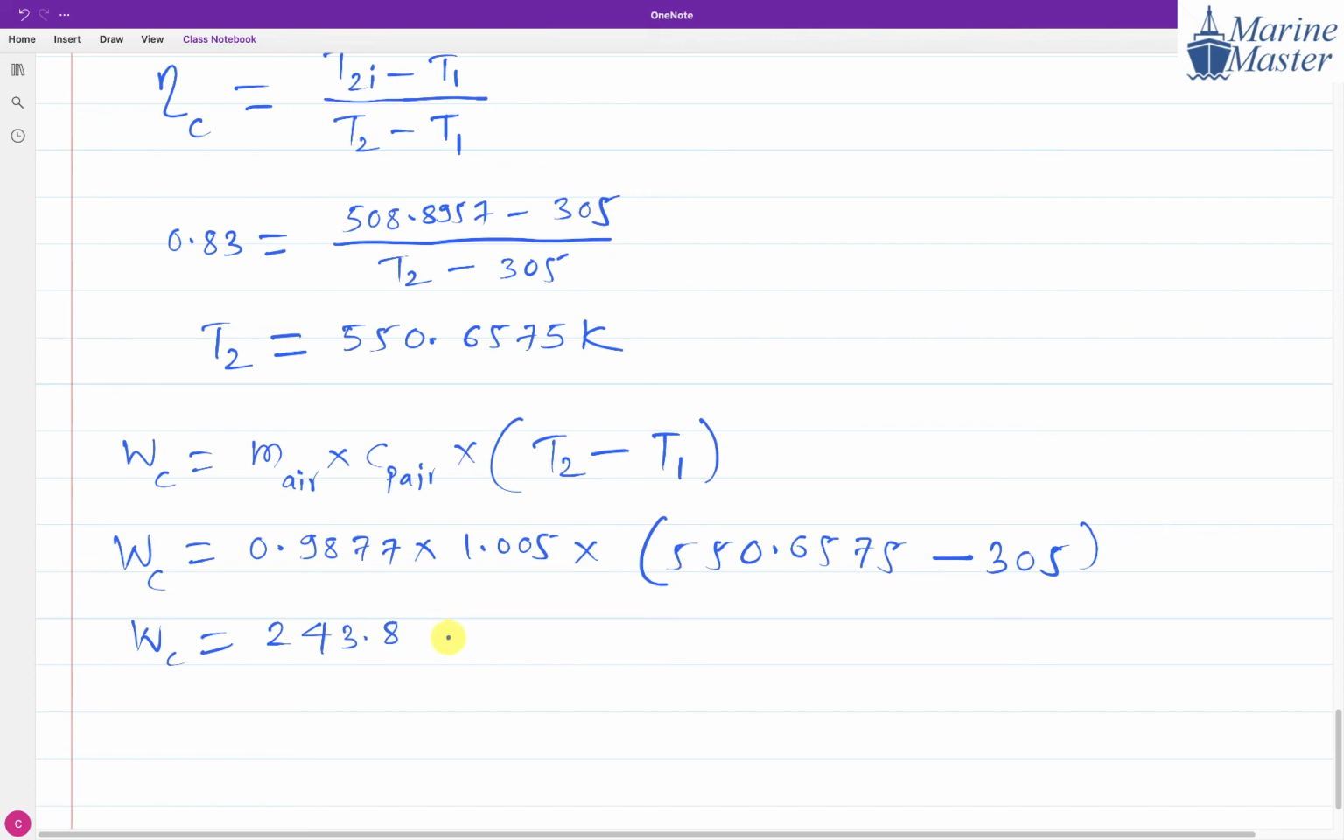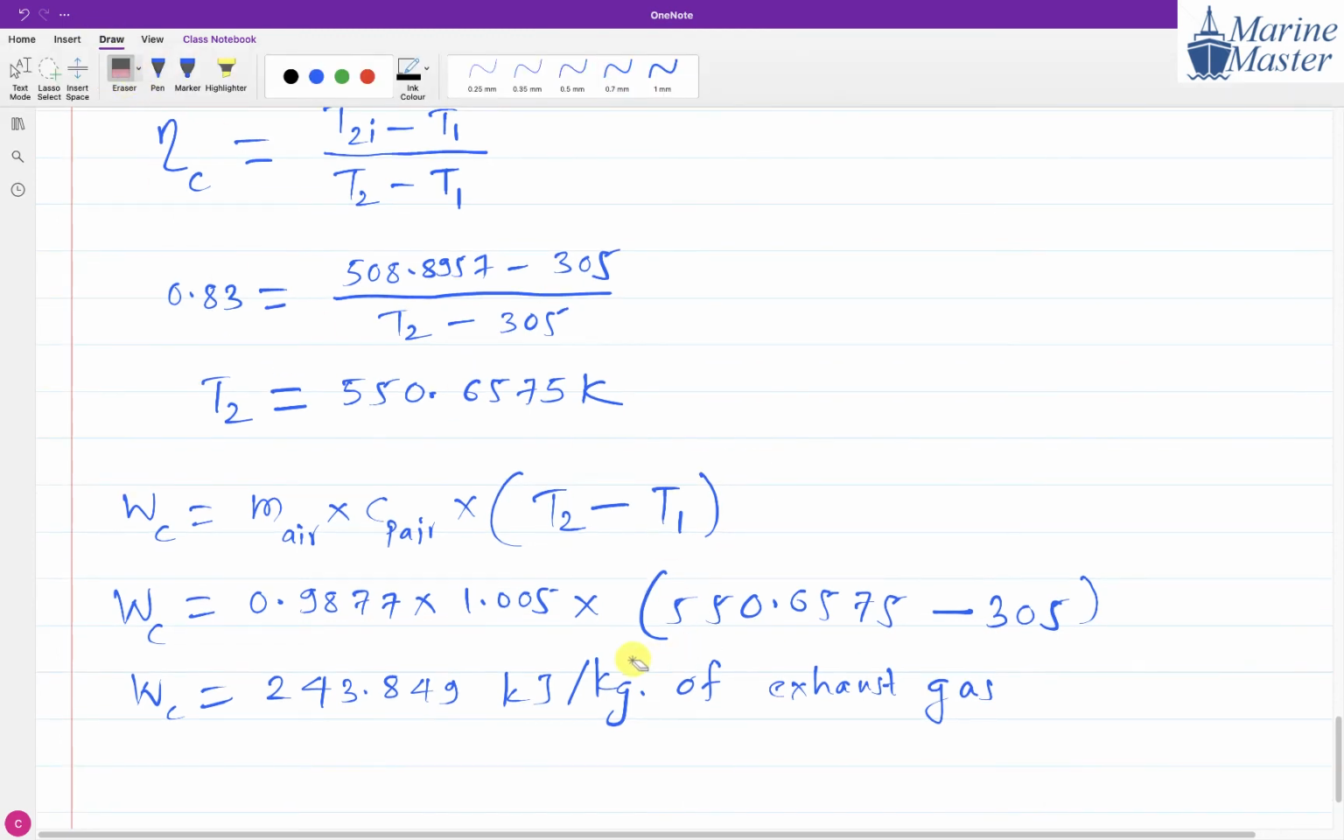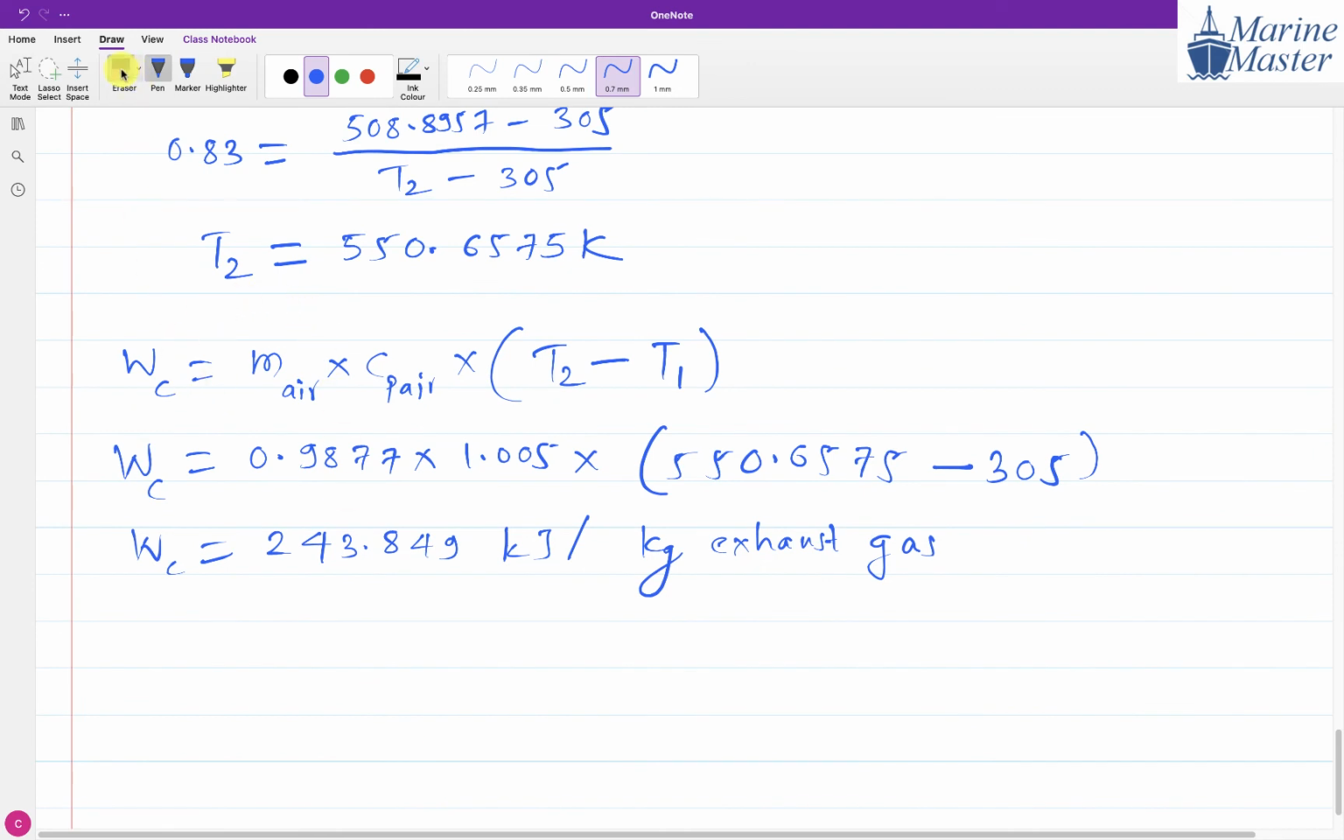243.849 kilojoule per kg of exhaust gas, guys. This discussion is on the basis of per kg of exhaust gas. So this discussion of the WC is on the basis of per kg. When exhaust gas is 1 kg, this will be the mass of air, and for that purpose, how much compressor work we have to do. So here we got WC. Before going further, please everyone write down this discussion up to WC.